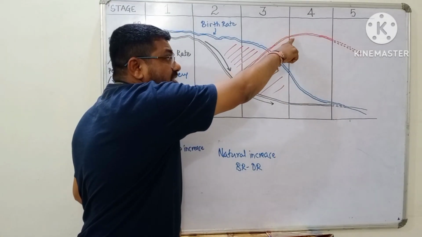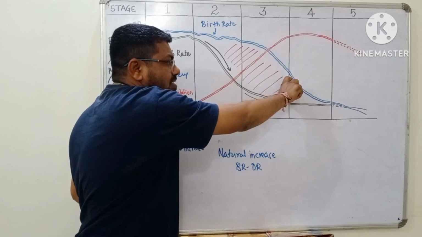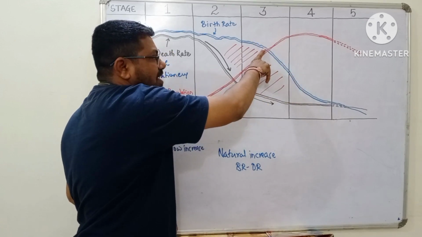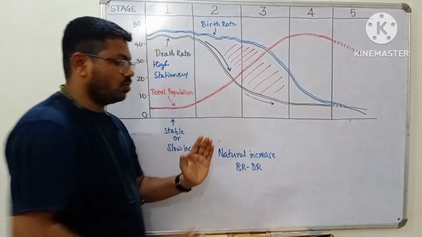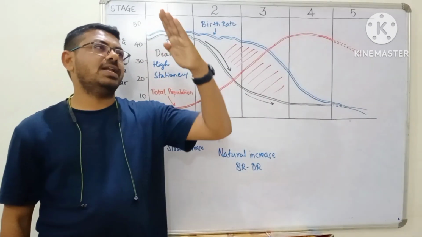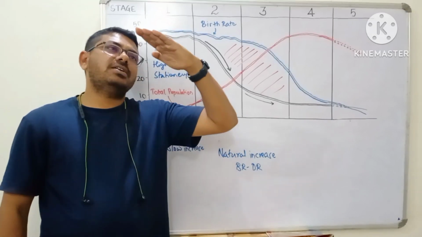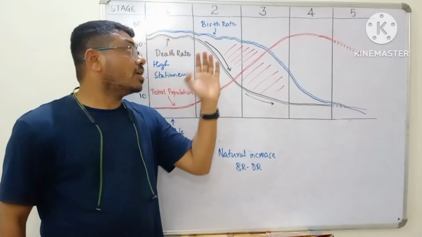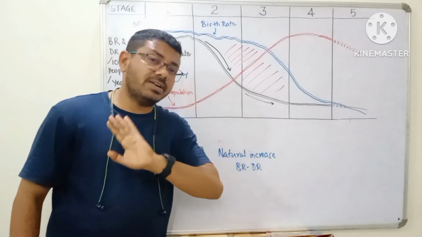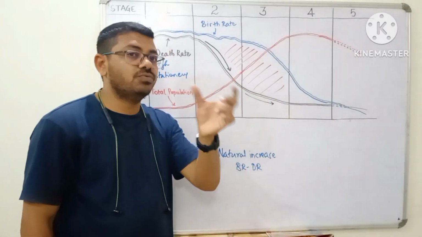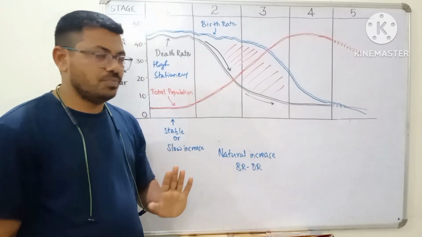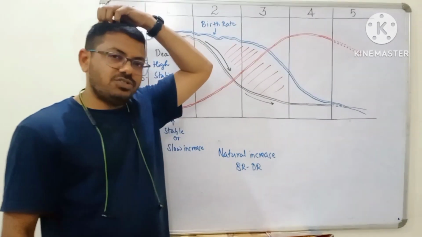When it is reaching the peak, you can see the gap has reduced. The gap was maximum over here and has started decreasing. So the total population which was growing like this also started slowing. Okay, it's not declining, but the total population growth which was rapid becomes slow. Okay. In the fourth stage, what happened?